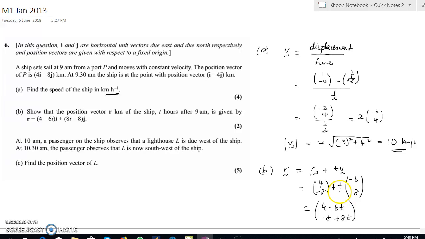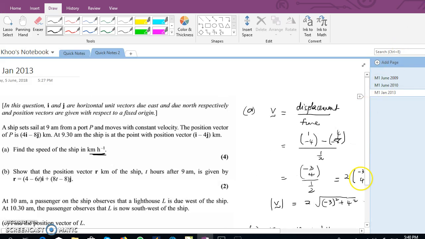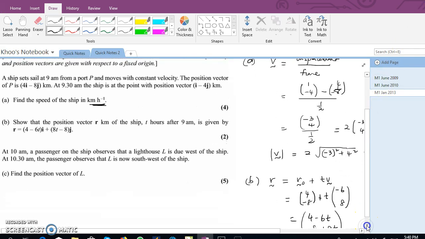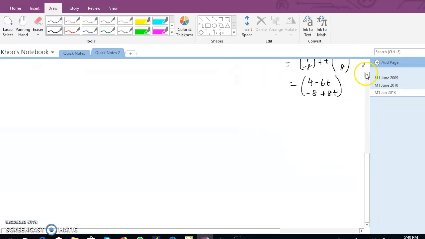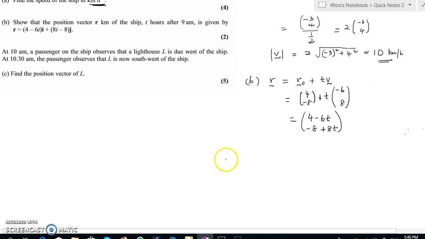So the second one is a lot easier, straightforward. Just basically applying vector addition. Alright, come to the last part. The last part can be a bit tricky, so students need to be a bit careful in this case. Let me put it down a bit. Alright, we're going to concentrate on the last part.